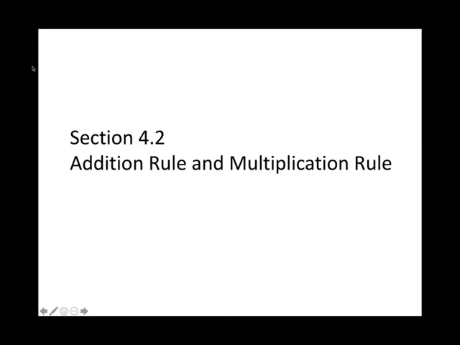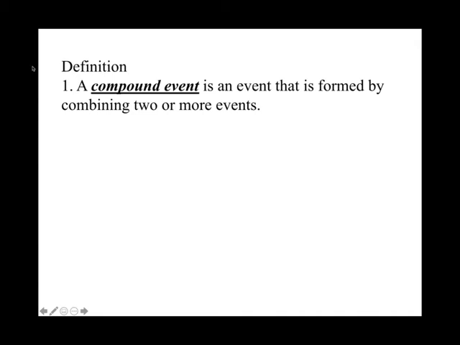Session 4.2: Addition Rule and Multiplication Rule. Definition: a compound event is an event that is formed by combining two or more events. Remember in Session 4.1, we talked about the simple event. A simple event only consists of one outcome. In Session 4.2, we have the compound event. It can be a combination of two or more events.